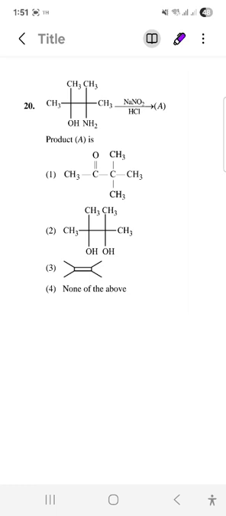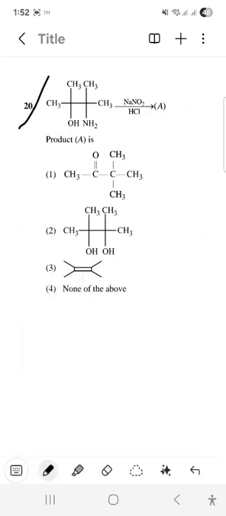We already know about this reagent, NaNO2 HCl. NaNO2 HCl means it is a diazotization mixture. The work of this diazotization mixture is that the NH2 group is converted into N2+ Cl-. Okay, so after that diazotization, what happened? I will explain step by step, so once you can observe.